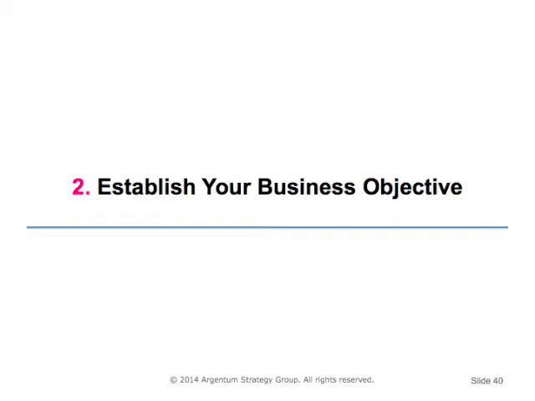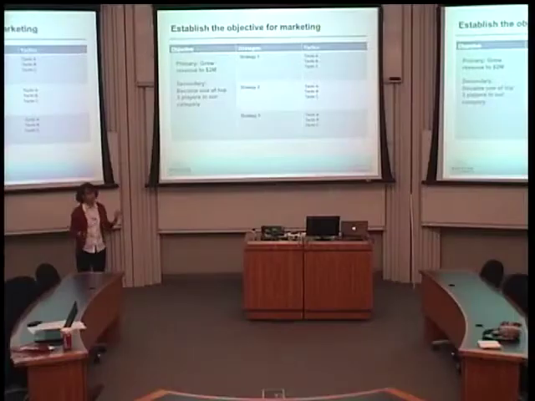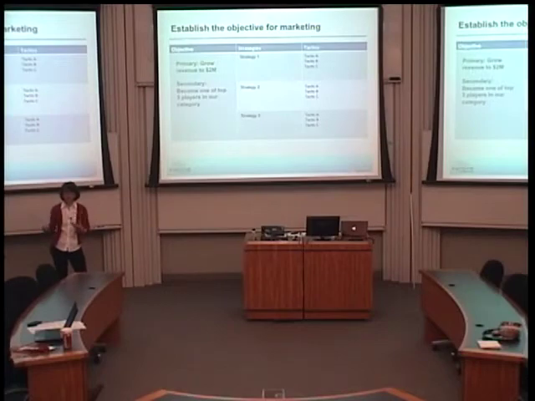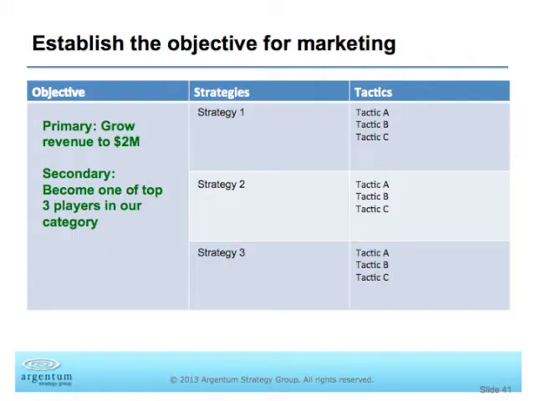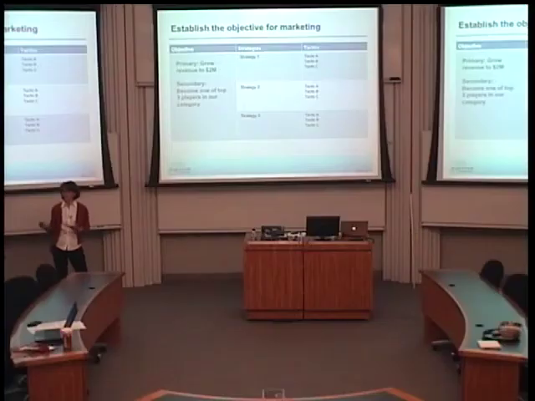Establish your business objective. So start there. This is a good example, just so you guys, I think it's easier to just use an example. Grow revenue to 2 million, become one of the top three players in our category. You want this to be measurable. So becoming one of the top three players in your category, how are you going to know if you did that? Right? How do you know if you succeeded? So think about that. How will we know if we achieved our goal?